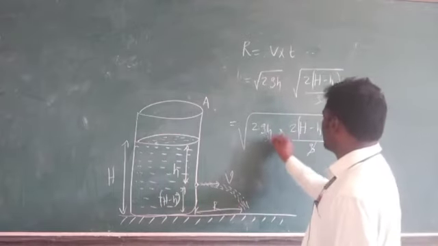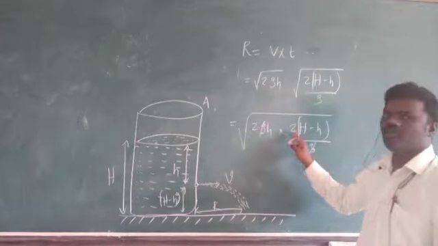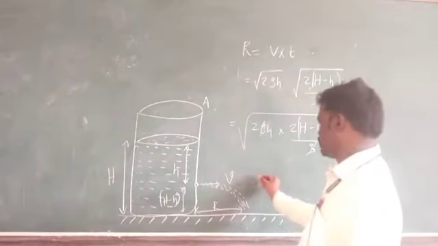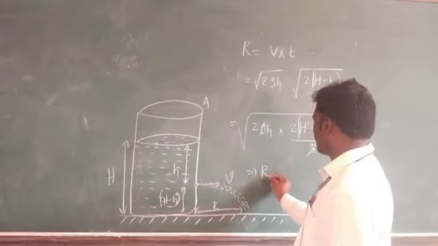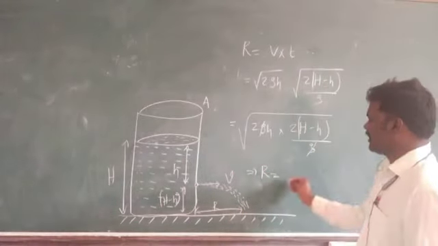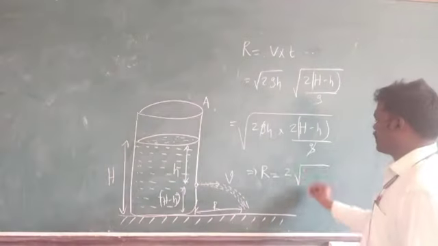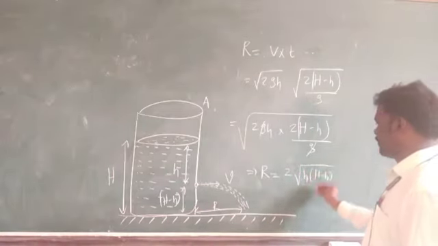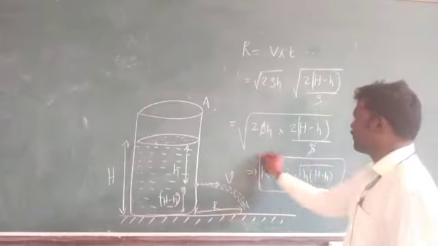Okay, so here g can cancel. This 2 into 2, that is 4, comes under the root, and its value outside the root is 2. That implies R equal to 2 into root over h into capital H minus small h. This is the range. Okay, this is the range.